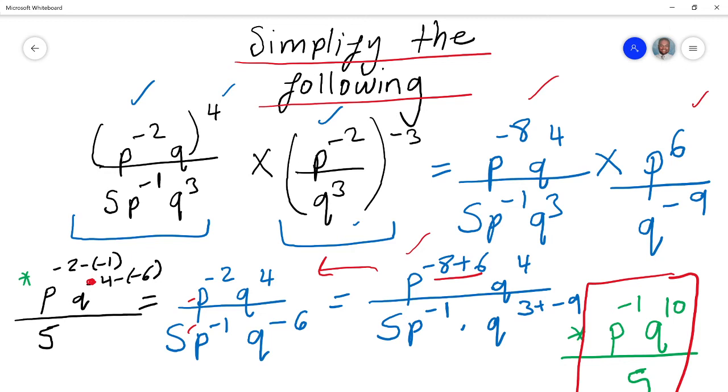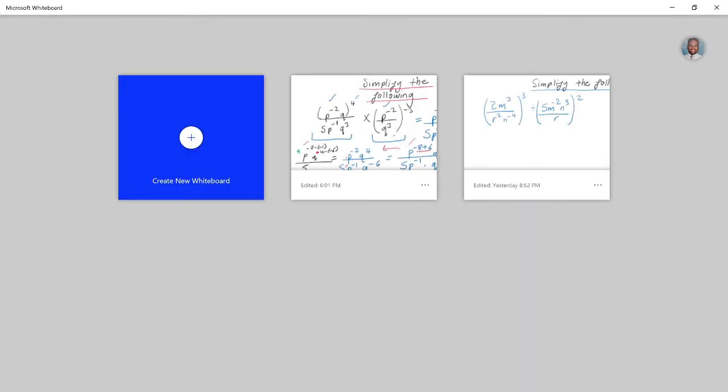What do we do there? We get the p's and use the law of indices: negative 2 minus negative 1, q 4 minus 6, and that, if we move over here, becomes p to the power negative 1 q to the power 10 over 5. All right, so that's how we work through this question. Okay, now let's look at another question.